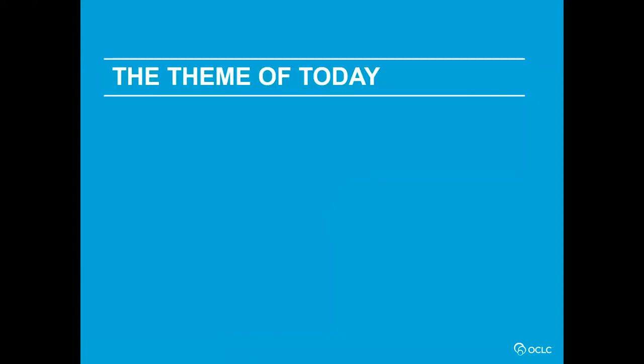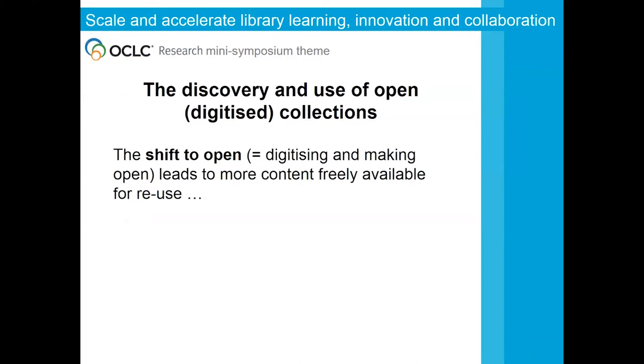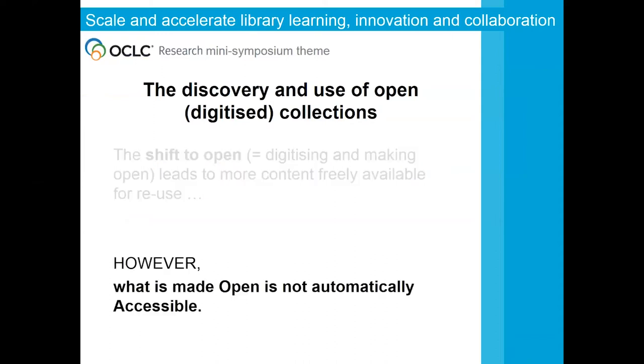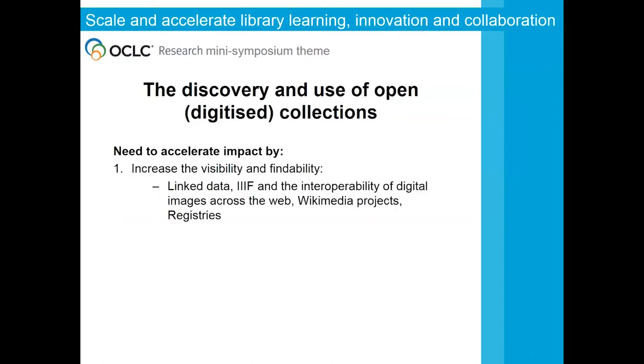Okay, so that has introduced the theme of today, which is about discovery and use of open digitized collections. And so the shift to open has led to digitizing a lot of analog materials and making them open by managing the rights issue and freeing that, making it public domain, and leading to a lot of content that is freely available for reuse. But what is made open is not automatically accessible. And that is something that it's becoming more and more clear that is becoming an issue and a challenge.